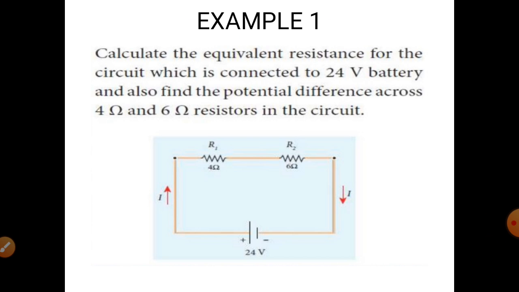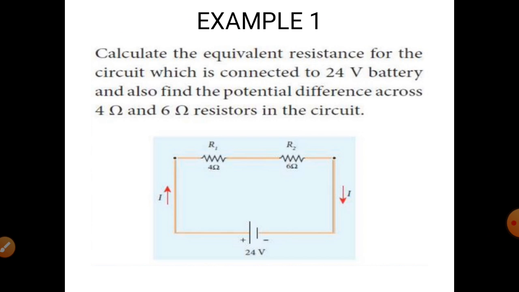First example: calculate the equivalent resistance for the circuit which is connected to a 24 volt battery, and also find the potential difference across the 4 ohm and 6 ohm resistors in the circuit. In the circuit, the two resistors are connected in series, so the equivalent resistance formula is R1 plus R2. In a series circuit, the flow of current in each resistor is the same, but the voltages differ.